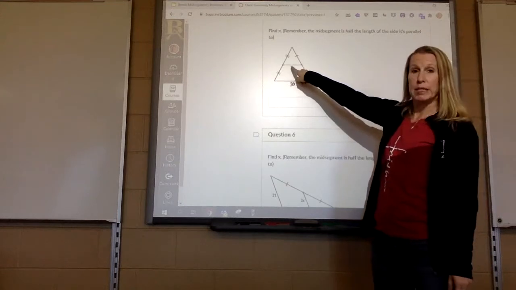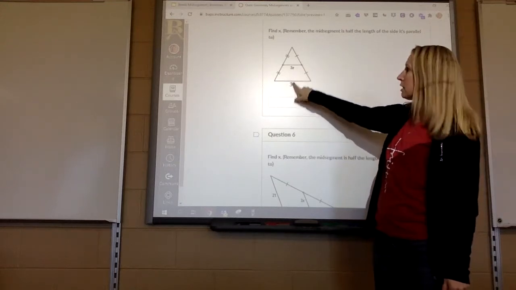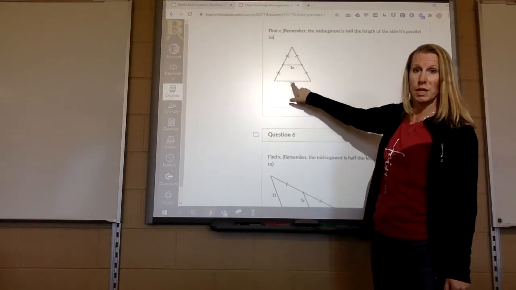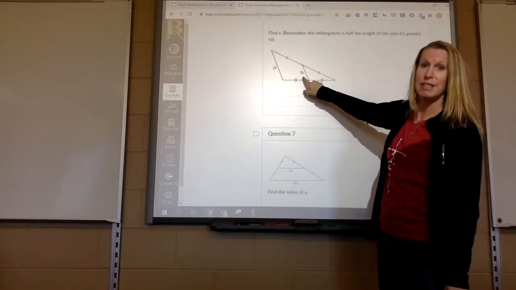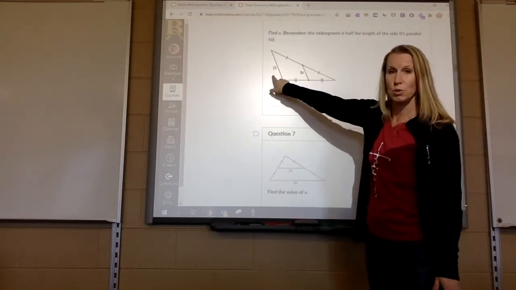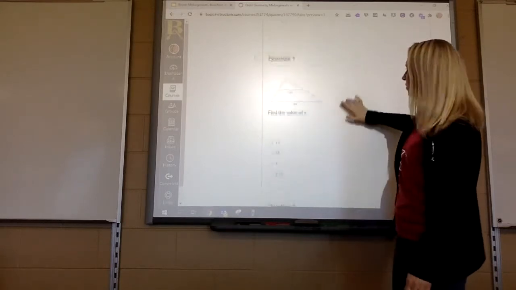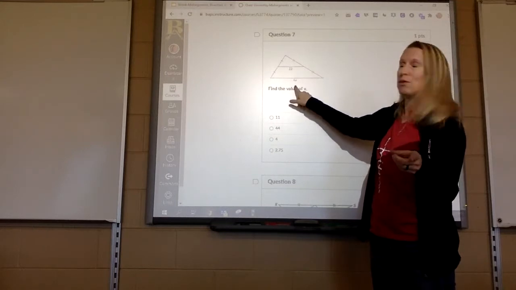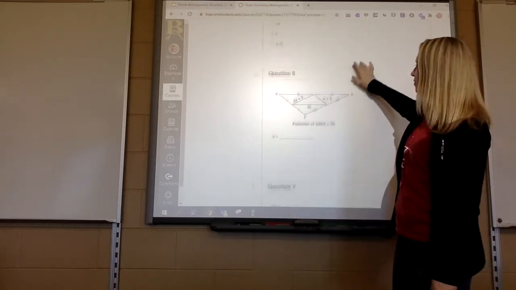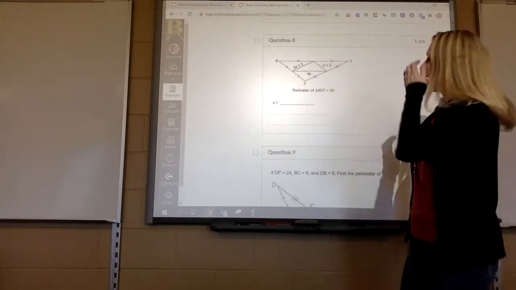Let's see, midsegment times 2 equals this side, so 3x times 2 equals 30. Midsegment times 2, 3x times 2, 6x equals 21. You will get a decimal. 22 times 2, 44, equals 4x. Okay, go to question 8.